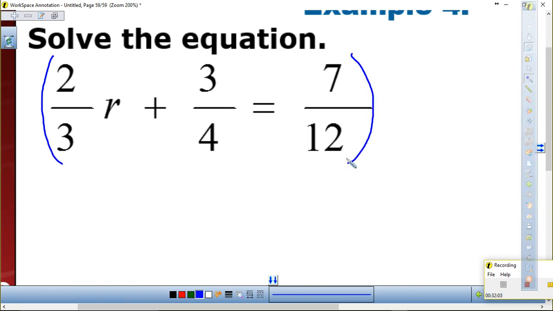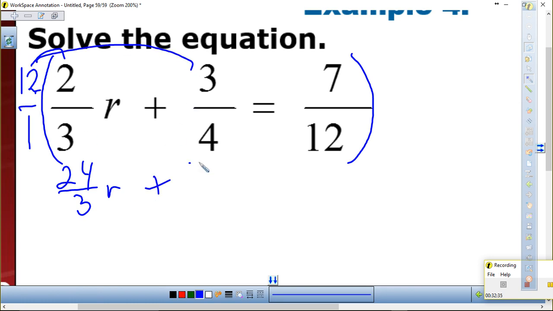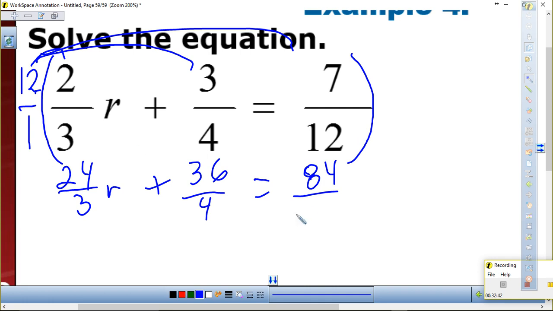Pay attention, please. Ready? Here we go. I would take the common denominator, which is 12, write it outside in parentheses, so I'm going to multiply times everything inside. But since all of them are fractions, I'm going to write 12 over 1. 12 times 2 is 24. 1 times 3 is 3R. 12 times 3, that's 36. 1 times 4 is 4. 12 times 7, that's 84. And 1 times 12 is 12.